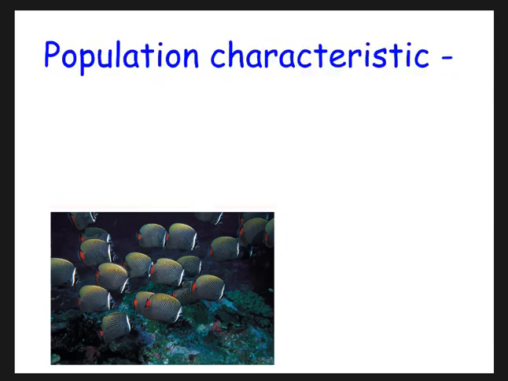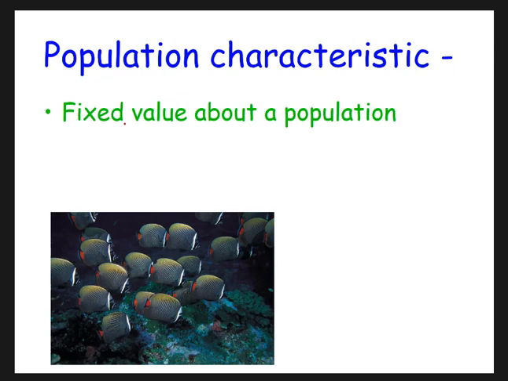But how do we get a good estimate for it? We're trying to estimate a population characteristic. And in this case, it's not possible to get an exact value because you can't measure every fish in that lake. So that is a fixed value, but we just don't know what it is. It's unknown.